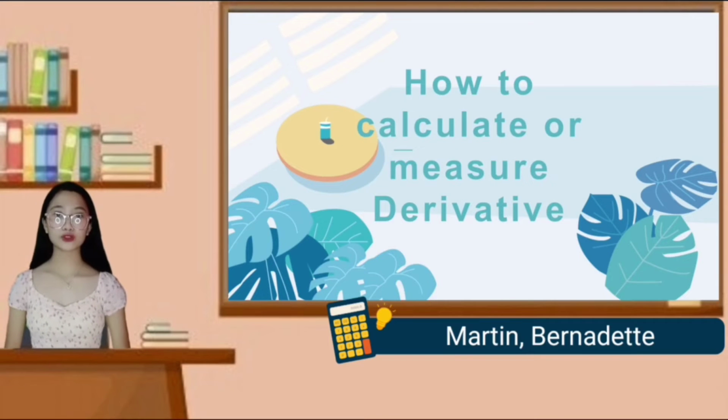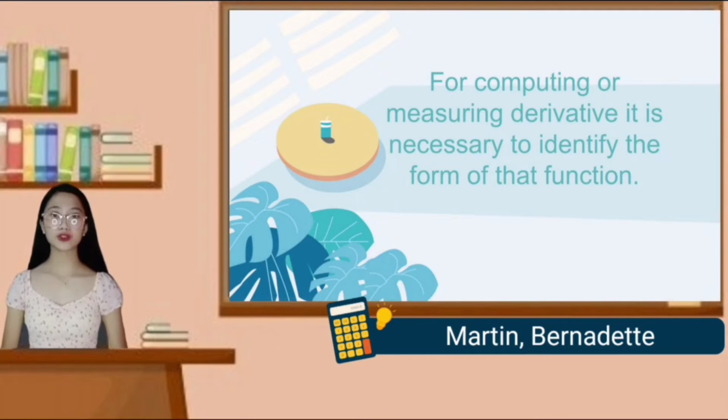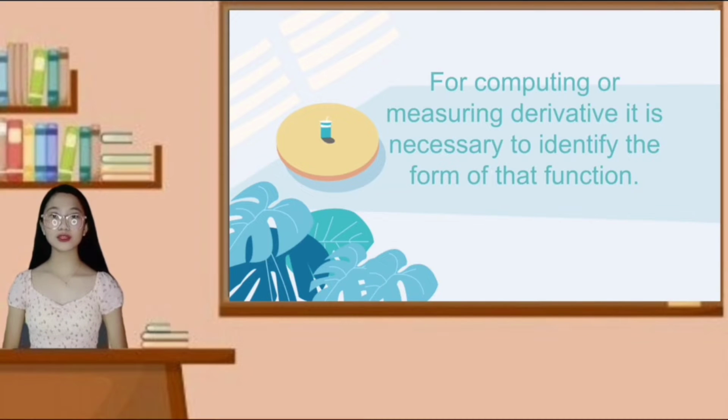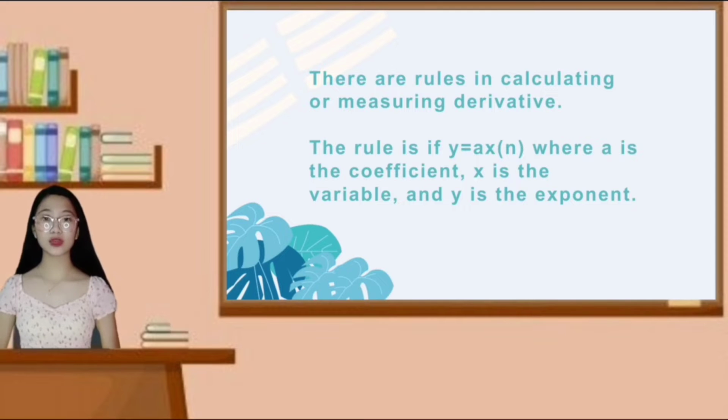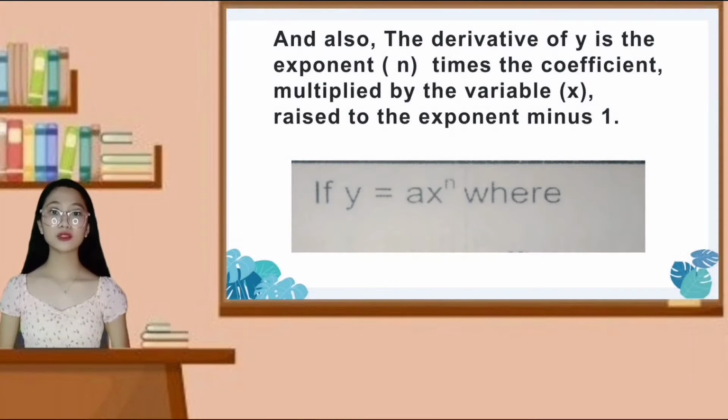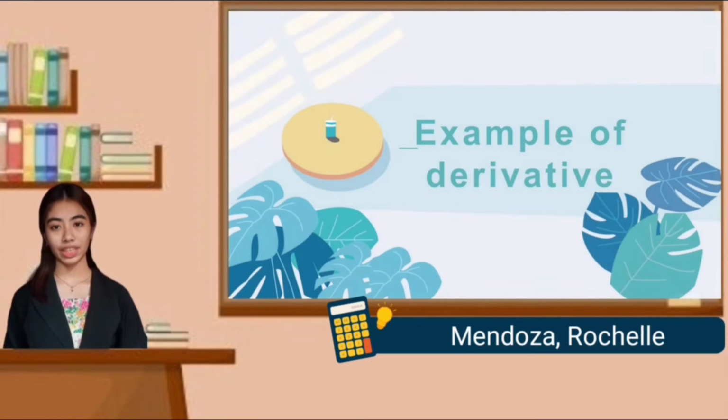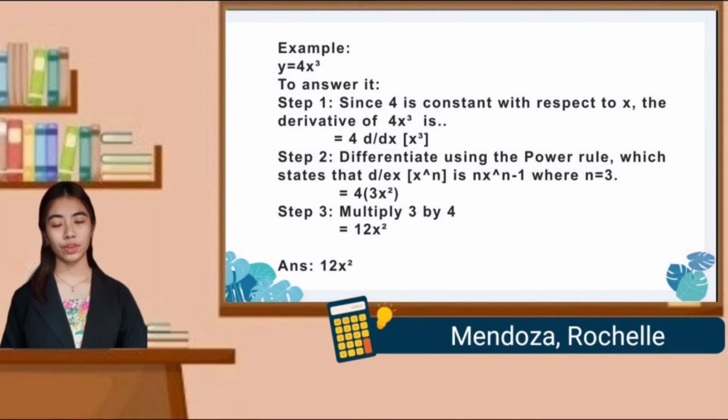How to compute or measure derivative? In computing or measuring derivative, it is necessary to identify the form of that function. There are rules in calculating or measuring derivative. The rule is: if y is equal to ax raised to n, where a is the coefficient, x is the variable, and n is the exponent, then the derivative of y is the exponent n times the coefficient multiplied by the variable x raised to the exponent minus 1. For example, y is equal to 4x to the third.